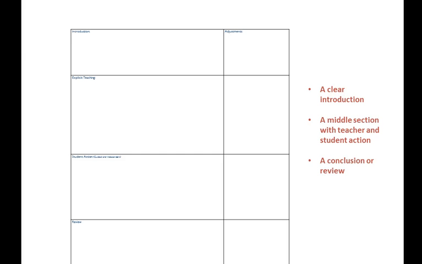Here we see a blank lesson plan pro forma. We see that it's got space for an introduction, the explicit teaching, the student action, and the review. On the right-hand side, we see a column for adjustments. This is where we'll be writing in opportunities and strategies to differentiate the experiences and make adjustments so that all students can experience the curriculum at the appropriate level.